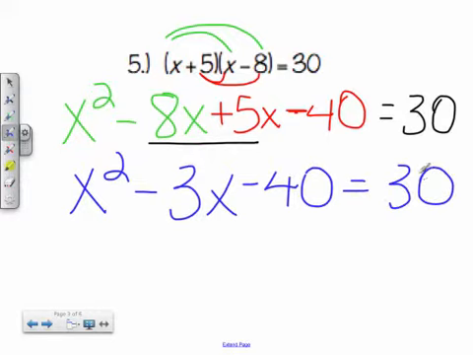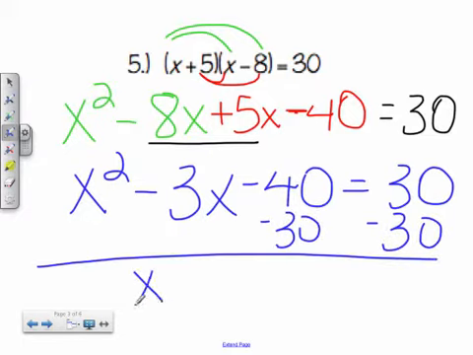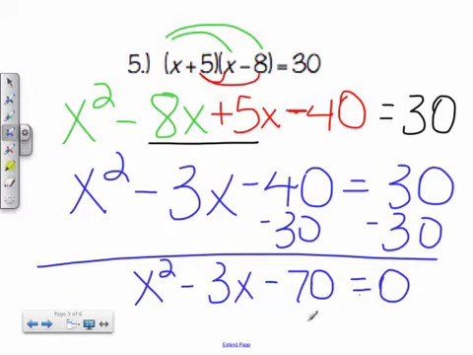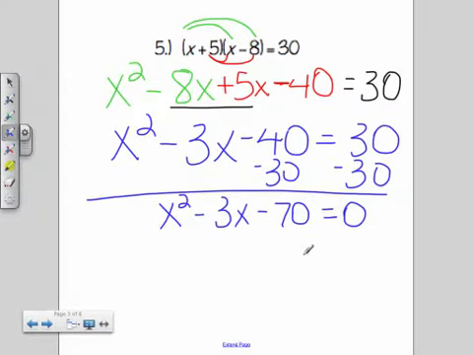Remember, my goal is to get one of my sides equal to 0. Because my leading coefficient is positive on the left side, I'm going to keep it on the left side, and I'm going to get rid of this 30 by subtracting 30 from both sides. So what I end up getting is x squared minus 3x minus 70 equals 0. Now I have everything all on one side and a 0 on the other side, so I can go through and factor this, and I know that this is going to be the product of two binomials.